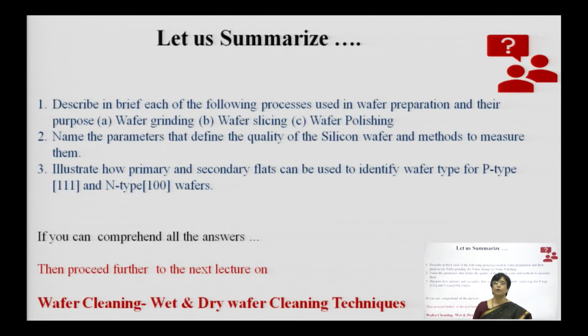So, before we end, let us see what answers we are looking for. We are looking for whether you are able to describe each of the unit processes, that is wafer grinding, what exactly is done in grinding and what its purpose is. Can you define wafer slicing, why you need to do it, what precautions are taken, and what wafer cutting tool is used? Then, can you describe the wafer polishing process, how the slurry is used, and how the rotation speed is adjusted?